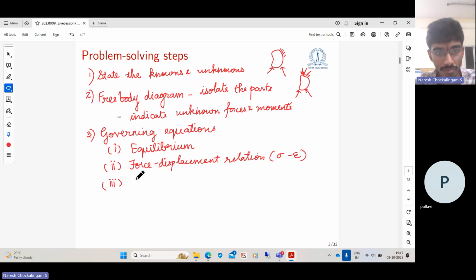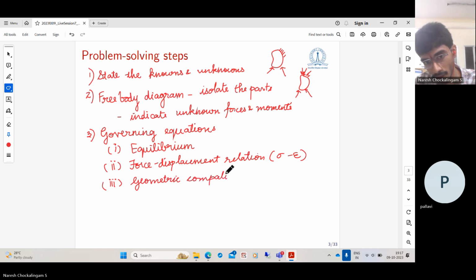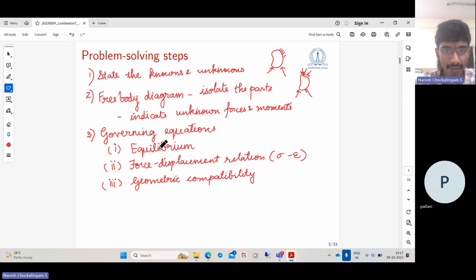And the third most important thing, which doesn't appear in the equilibrium of rigid bodies and in statically determinate problems, is geometric compatibility. What does geometric compatibility mean? Geometric compatibility means that the unknowns, the displacements in the solution that we look for, must satisfy the specified boundary conditions and other constraints. This will become clearer as we solve problems. So the third condition is geometric compatibility. These three governing equations will always be enough to solve for all the unknown forces, moments and displacements in the given problem.